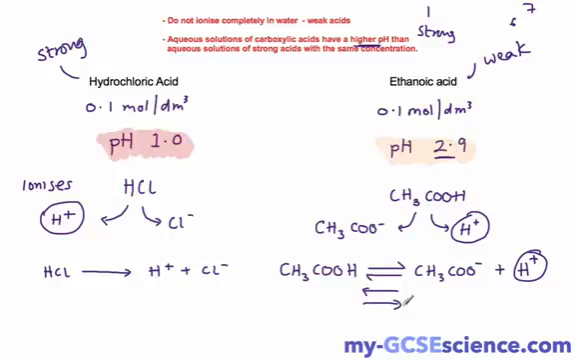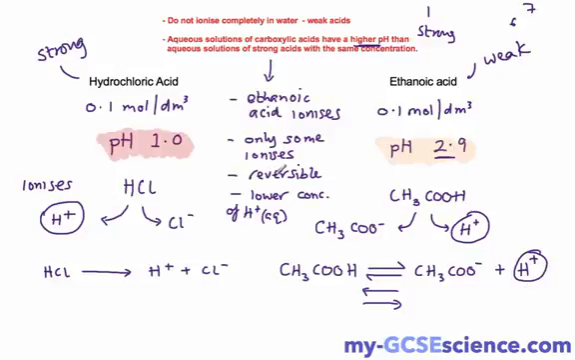So we reach equilibrium, and that means we won't have as high a hydrogen ion concentration in our solution as we would with hydrochloric acid. So if we have a lower concentration of hydrogen ions, we are going to have a weaker acid, because the acid depends on the number of hydrogen ions there are in the solution.